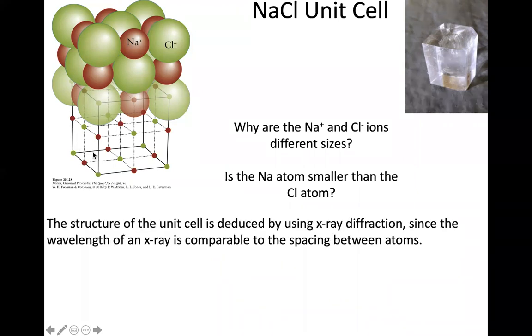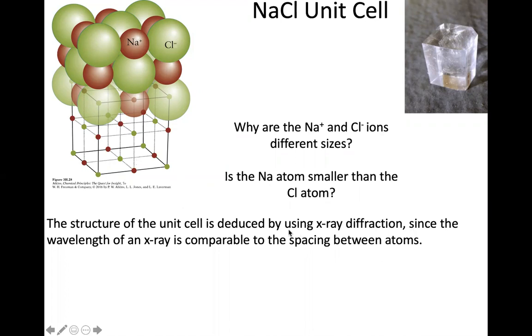Now, this particular structure right here, when we think about unit cells, you might ask, well, how do we even know that? How do you know what the arrangement is? This is a really cool part of science. You can determine the structure by using X-ray diffraction. Got an X-ray diffractometer in my lab. Really common instrument used to determine the structure of solids.